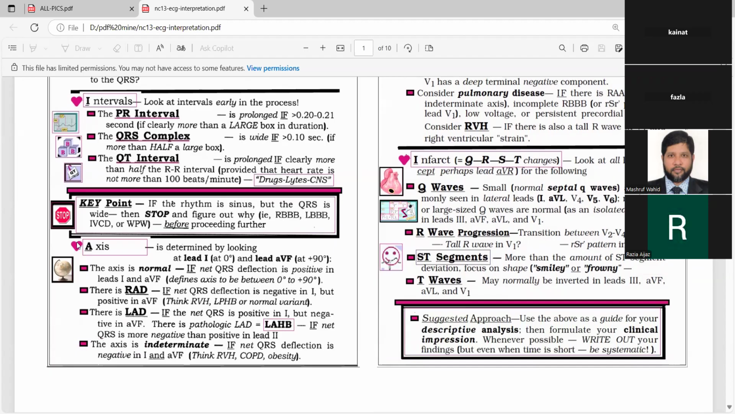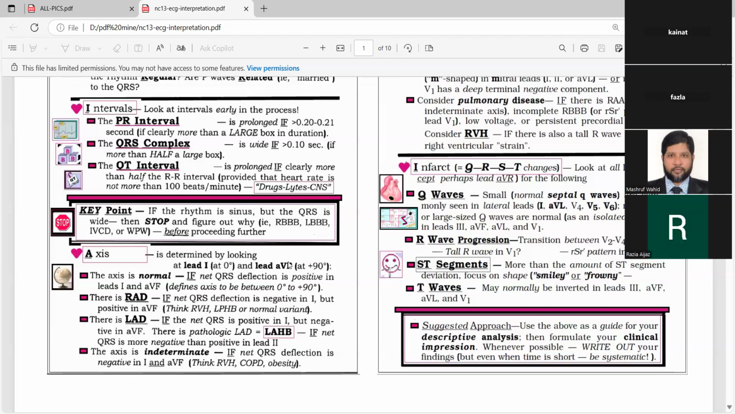Then we are talking about axis, how we calculate the axis. We usually check lead one and AVF, how they should be. In the normal one, they are both positive. If lead one is negative, negative means the line that is below the baseline. So if we draw a line, the one that's below is basically negative, and the one that's above is basically positive. So if lead one is negative, then this is basically right axis deviation. And if lead one is positive and the other one is negative, then this is basically left axis deviation. Simple as that. Lead one is compared with AVF.